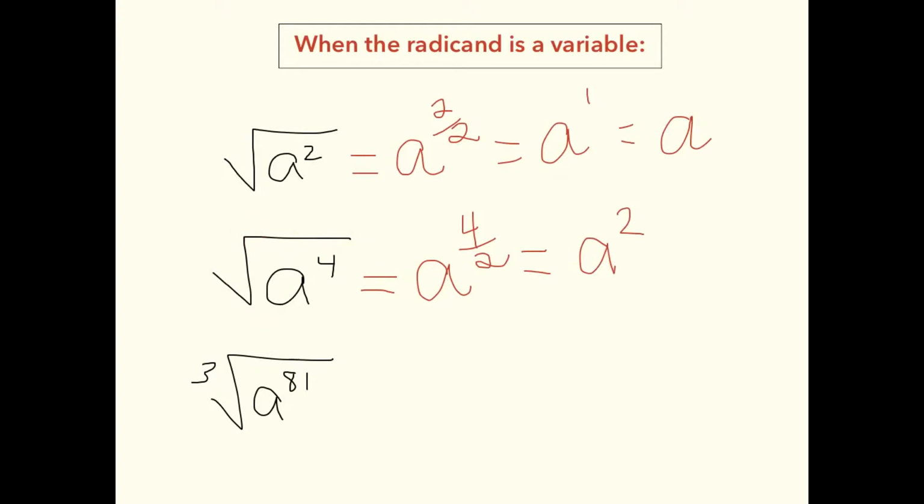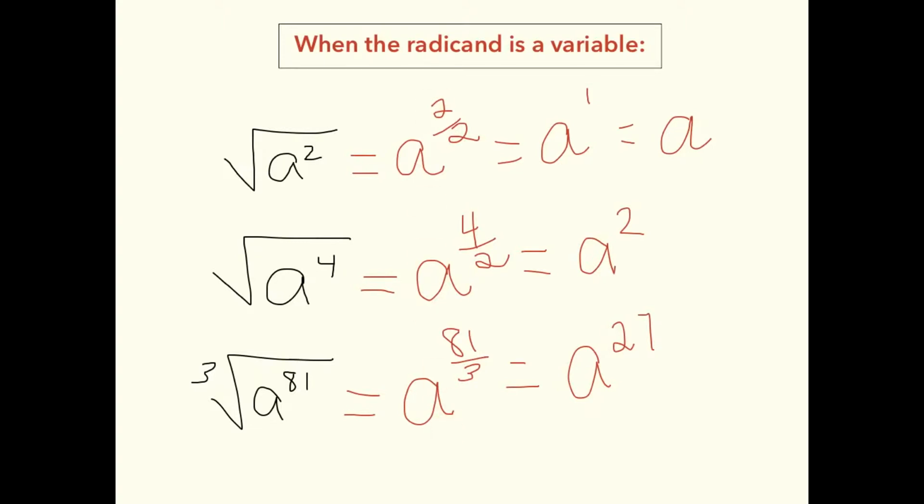Now I'm going to skip over to number 20, and number 20 on your sheet is the cube root of a to the 81st power. Same thing here. Turn it into rational form. 81 over 3, and 81 divided by 3 is just 27. So our answer is a to the 27th power. So go ahead and take some time to do numbers 14 through 19 on your sheet, just the way we did in these examples.